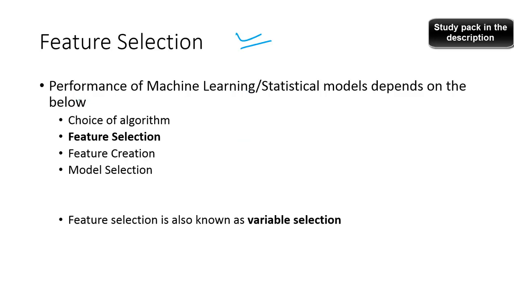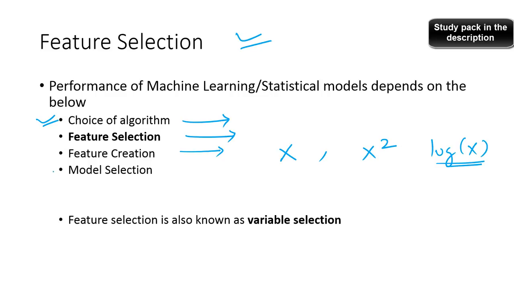If you look at the way we measure the performance of a machine learning or statistical model, it depends on the following points. First, the choice of algorithm that we choose to build a particular model or solve a particular problem. Second, the feature selection method that we are using, and we'll see in the next slide what feature selection methods are available to us. Third, feature creation, an important thing. How many new features or predictors are you creating from the given set of predictors? That could be many. For instance, if x is one of the predictors, you can create a new one by squaring it, or you can take the log of it, which is again a new feature. That's nothing but feature creation. And then finally, it's model selection.